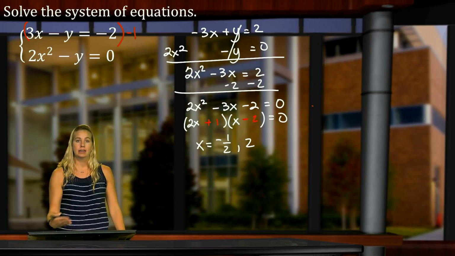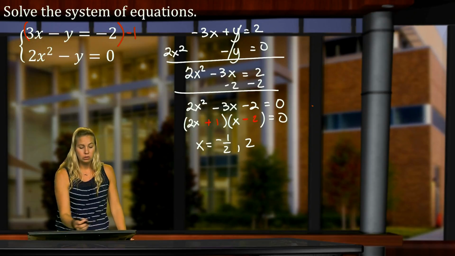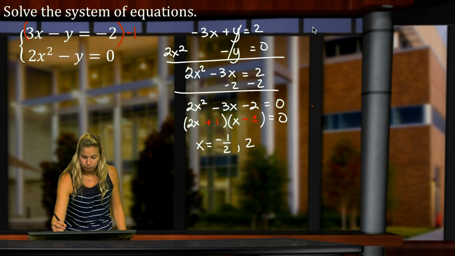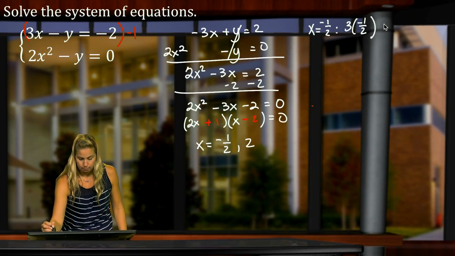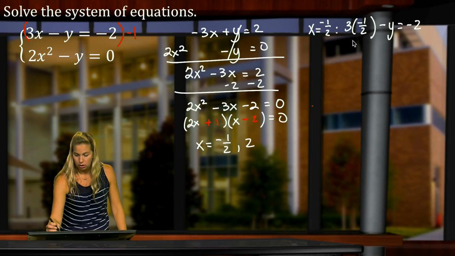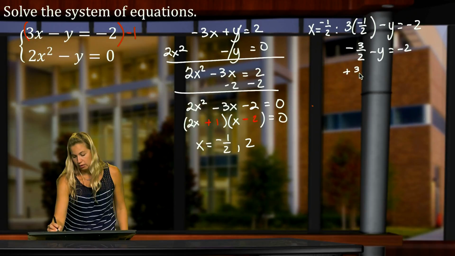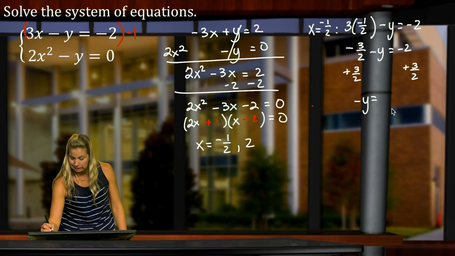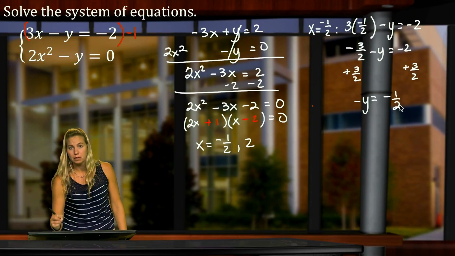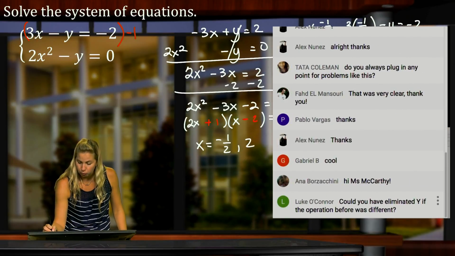And now that we have two x values, we want to go back and find our y values. So we want to plug each of those back in. And we're going to use that linear equation, that first one. So over here, when we plug in x equals -1/2, it looks like 3 times -1/2 minus y equals -2, or -3/2 minus y equals -2. We add 3/2 to both sides. We get -y equals negative 1/2. I hope that's right. I'm doing that pretty quickly. And we get y equals positive 1/2.